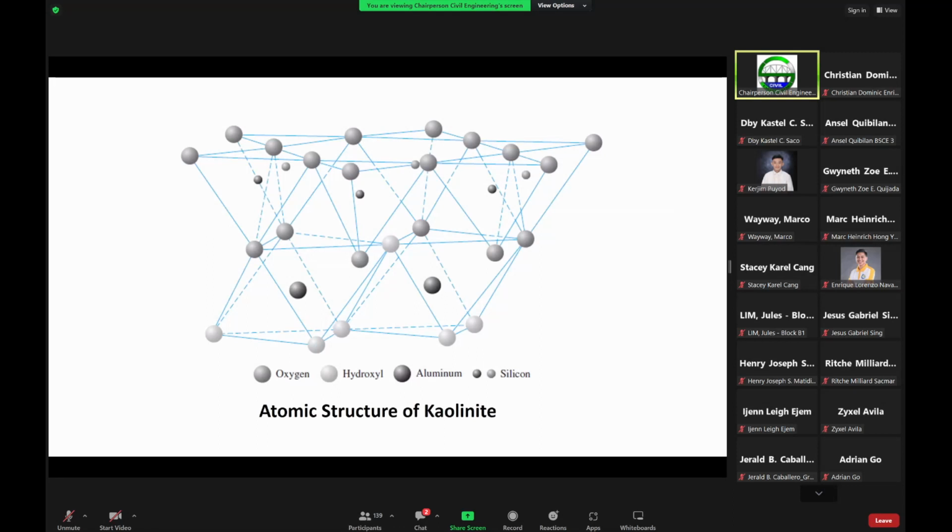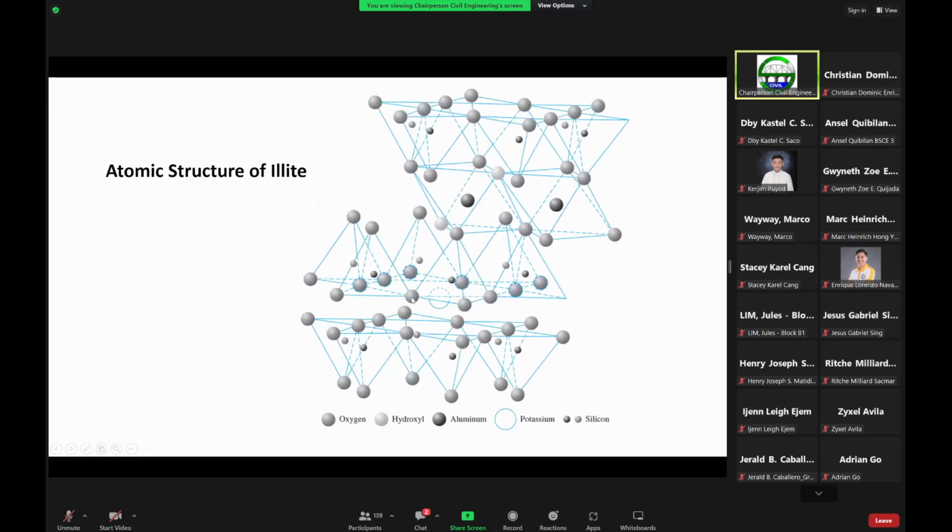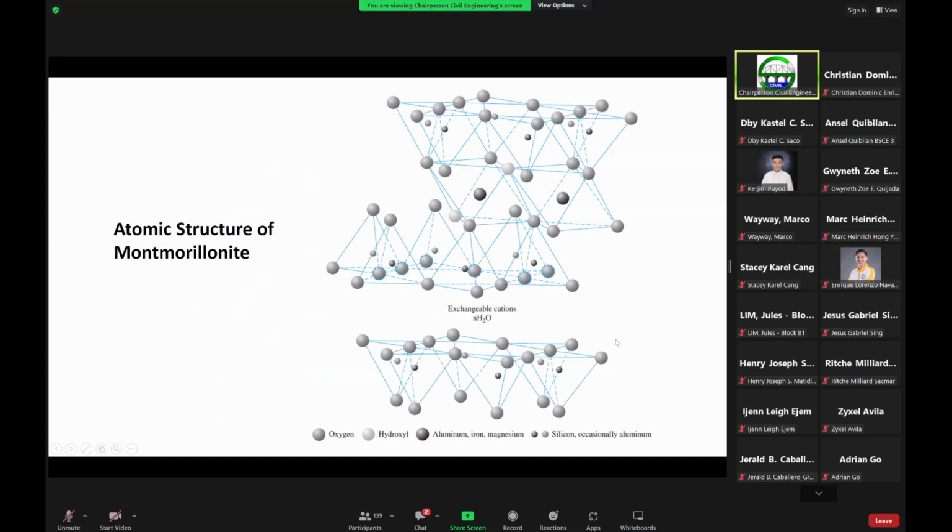Here we just have an atomic structure of the kaolinite. You have some oxygen, hydrogen and silicon. That's the composition of this kaolinite. This one here is the atomic structure of an illite, which is composed of some oxygen, hydroxyl, aluminum, potassium, and this is the atomic structure of a montmorillonite clay.